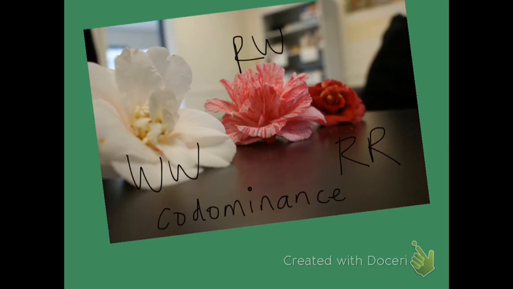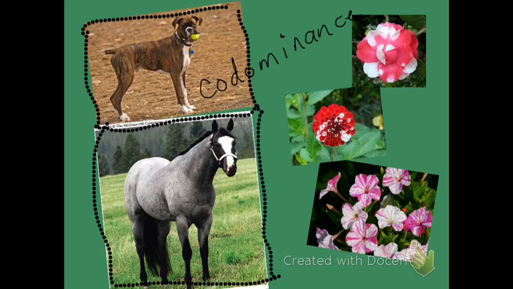Here you see a different pattern of inheritance. You have a white flower and a red flower, and when they're crossed, the heterozygous form shows a flower with red and white stripes. This kind of pattern of inheritance is called codominance, where you see both traits of the parents. Some other examples of codominance are the brindle dog, the horse that has the white and black color of its parents, and some other flowers.